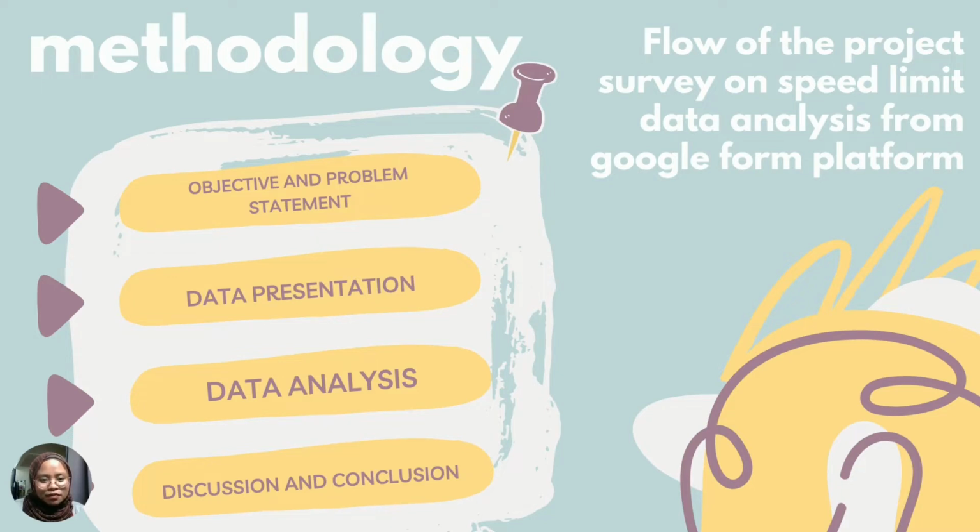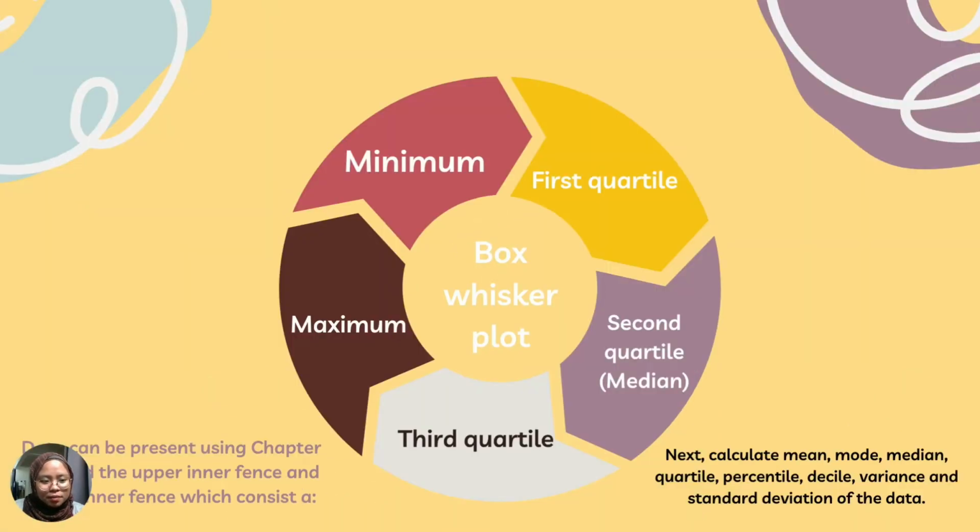For the methodology part, the flow of the project survey on speed limit data analysis from the Google Form platform has been studied from the objective and problem statement, then the data presentation and data analysis, and also the discussion and conclusion. Next, the data can be presented using Chapter 1 to find the upper inner fence and lower inner fence, with a box and whisker plot, where we need to find the minimum, first quartile, second quartile which is known as the median, third quartile, and also the maximum. Then calculate the mean, mode, median, quartile, percentile, decile, variance and standard deviation from the data that has been studied.